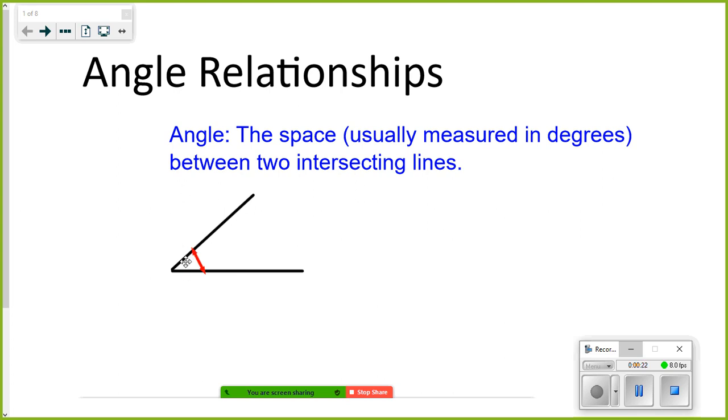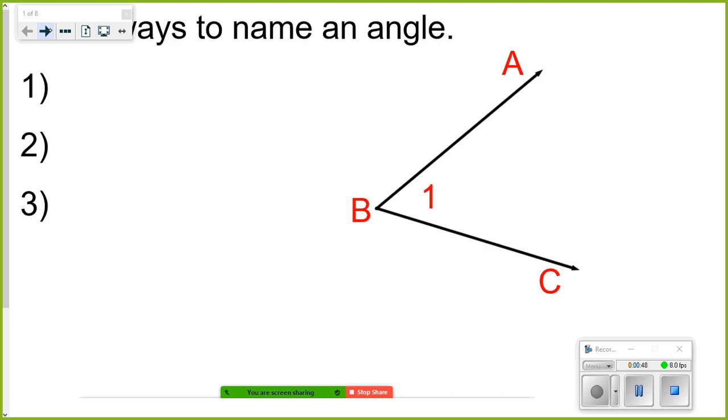There's actually two angles here. You could measure the distance from the outside of this line to the outside of that line. That's actually an angle also. Together, this angle plus the one on the outside would add up to what? 360 degrees. All right, so we're going to look at three different angle relationships today, and then we're going to use those relationships to find missing angles in pictures.